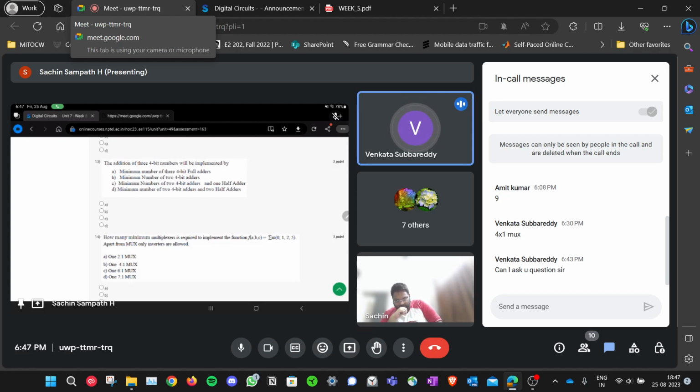Oh, okay. Yeah, I don't know what they mean by 4-bit full adders. What do they mean by that? But one of them is a carry, right? You don't really say 3-bit full adder. You say 2-bit full adder only. You don't consider the carry as one of your inputs.